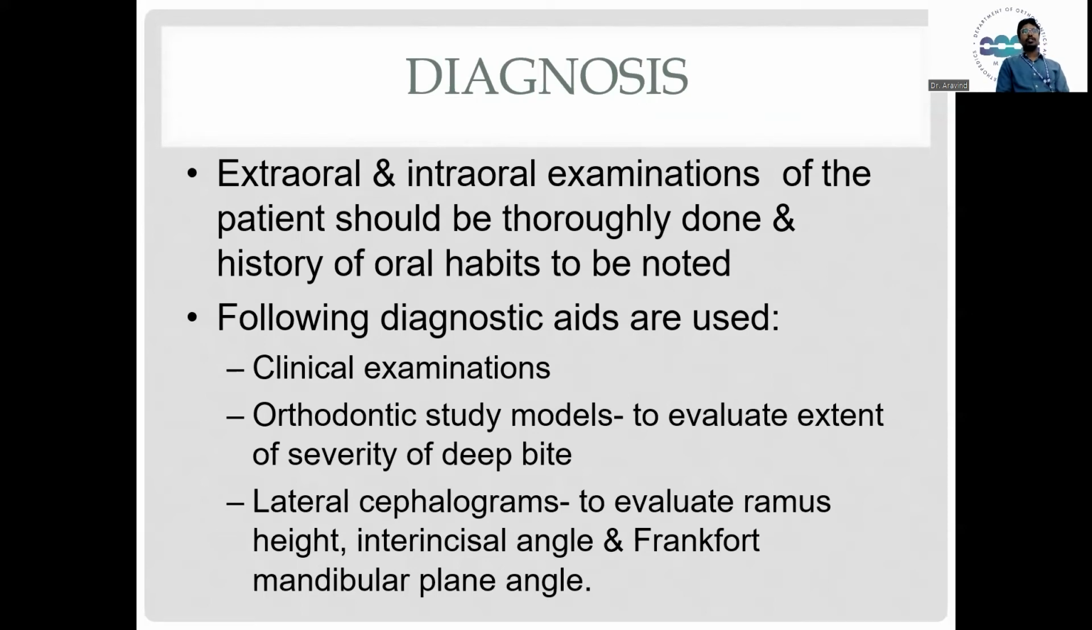So how do we diagnose a deep bite malocclusion? A thorough extraoral and intraoral examination of the patient should be done, and all the history should be taken properly. And if the patient has any oral habits, that also has to be noted down. We can use various diagnostic methods such as clinical examination and study models to evaluate the extent and the severity of the deep bite.